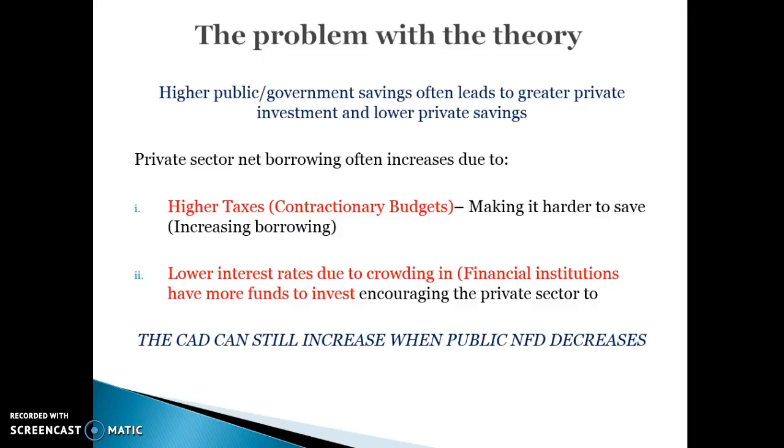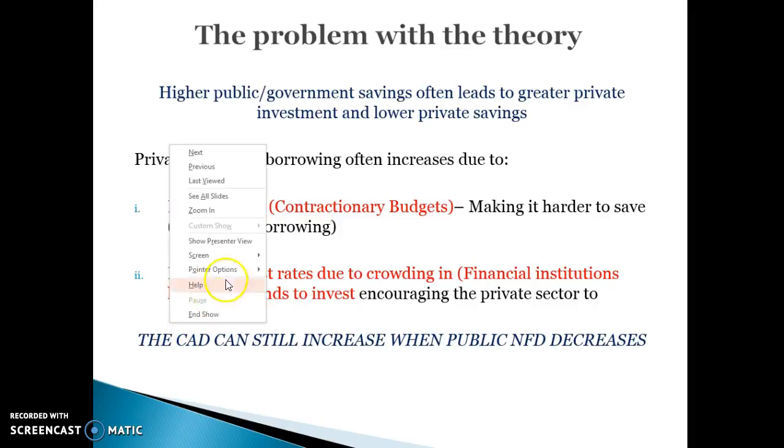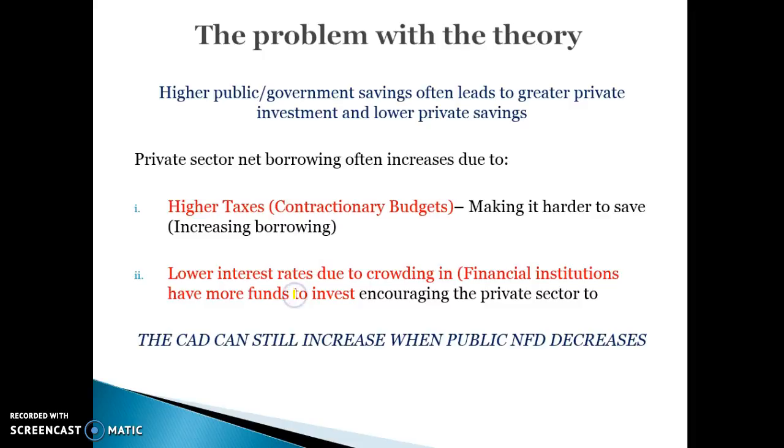That is all both true, but the problem with this theory is that often when public sector debt decreases through contractionary policies, that can lead to increased private sector investment and private sector debt. And there's two reasons for this. One, when the government employs contractionary policies, this may come about through higher taxes. When we tax consumers more, it essentially reduces their disposable income and makes it harder for them to save.